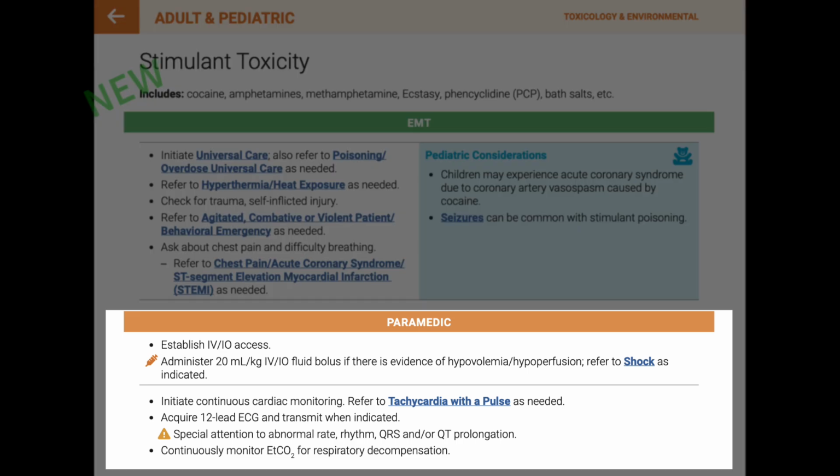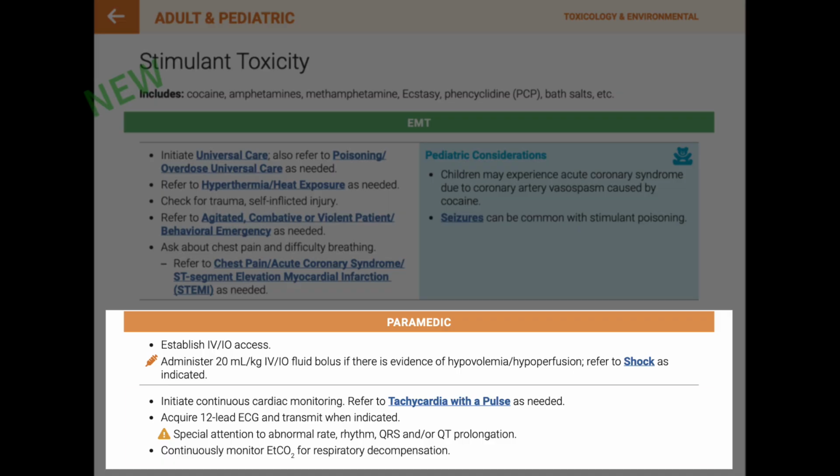For paramedics, vascular access followed by fluid resuscitation are the first major steps. Administer fluids as needed for hemodynamic instability, dehydration, or hyperthermia. This is a supportive measure that addresses multiple possible complications of stimulant use.